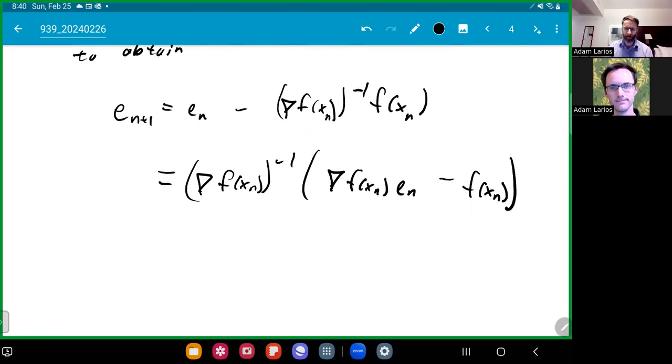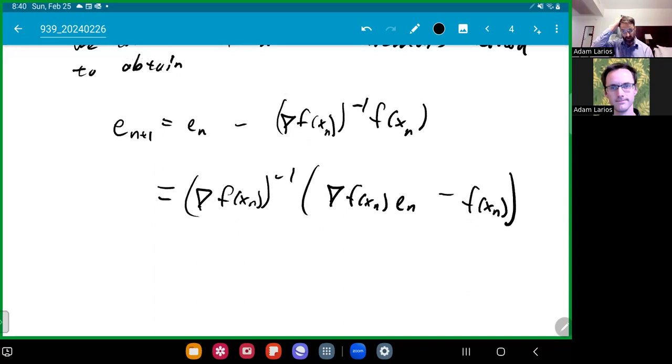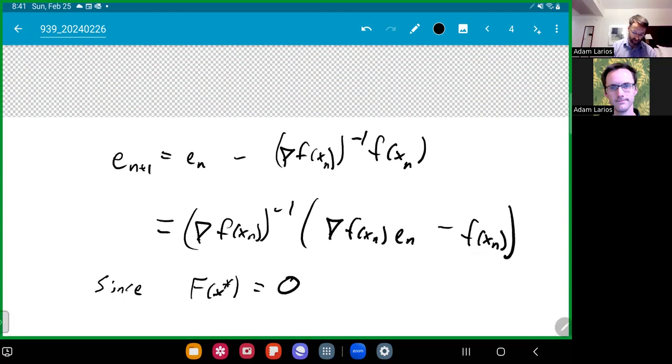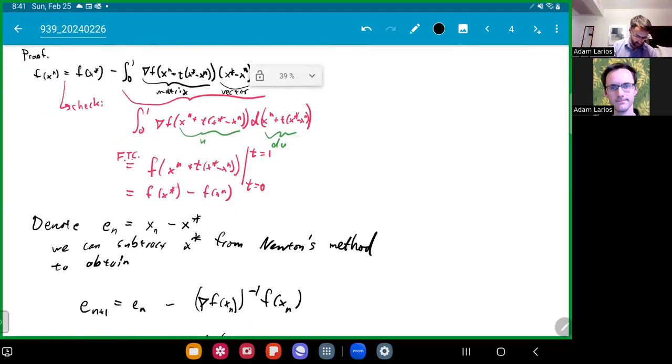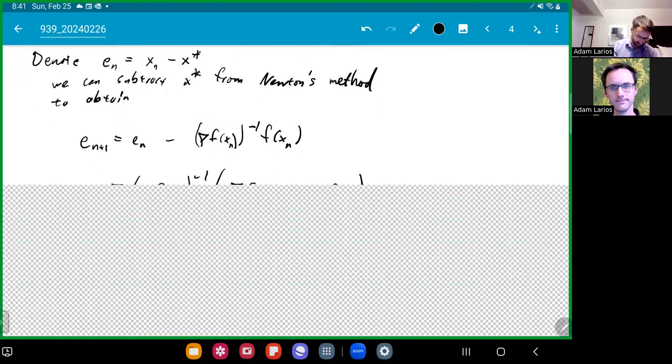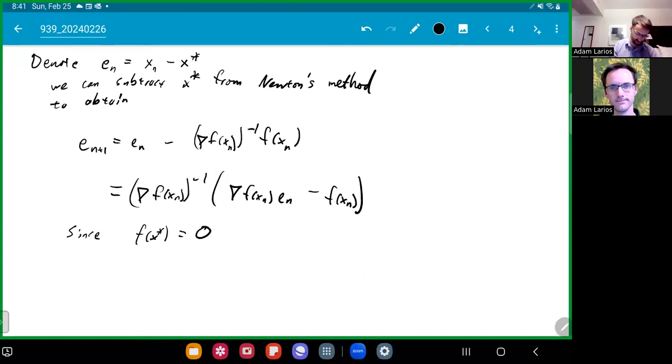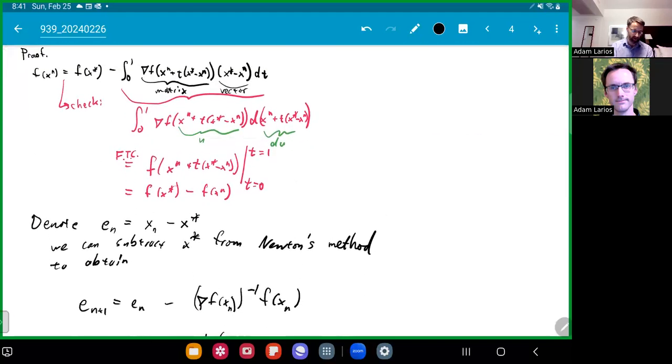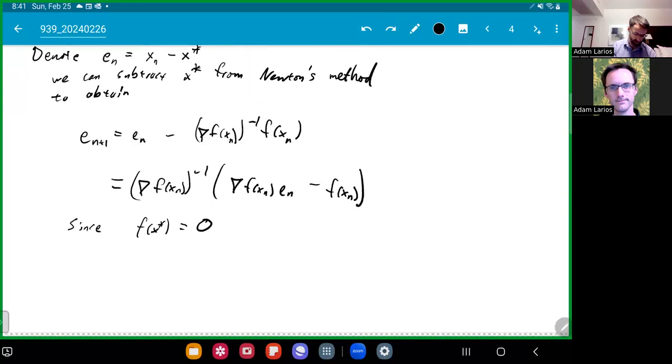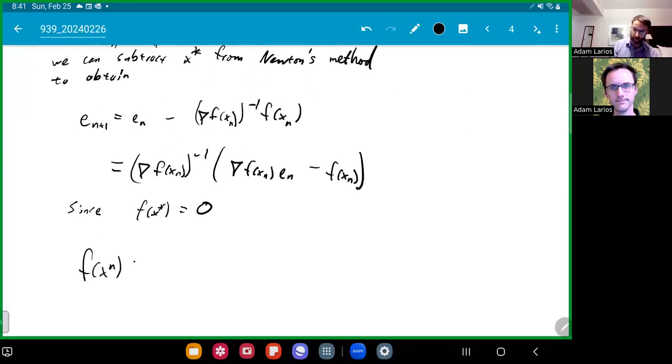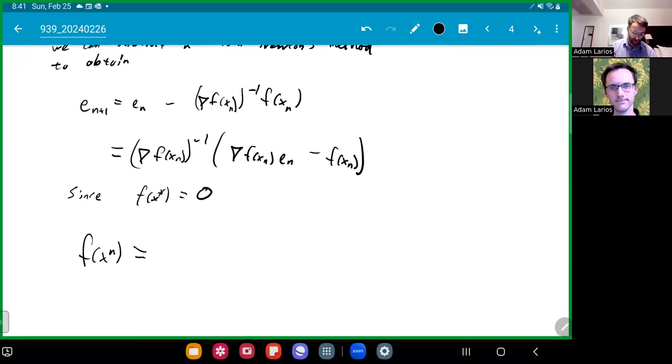So since f of x star is equal to 0, right? Then going back to, sorry, I'm at lowercase. I have a capital F in my notes, and for some reason I switched to lowercase. So since this f of x star is equal to 0, at this stage we have a nice formula for f of xn in terms of this integral.